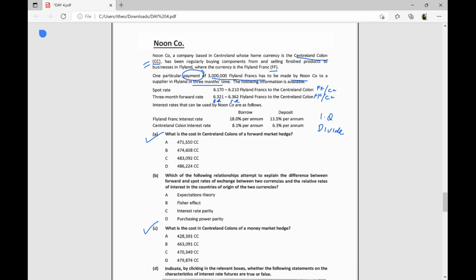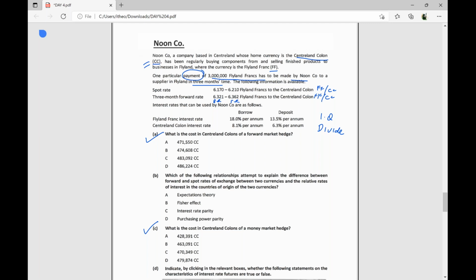What is the cost in CC of a forward market hedge? Now, how much payment are we making? One payment of 3 million in 3 months. So it's a 3 million FF payment in 3 months. What is the cost of a forward market hedge?